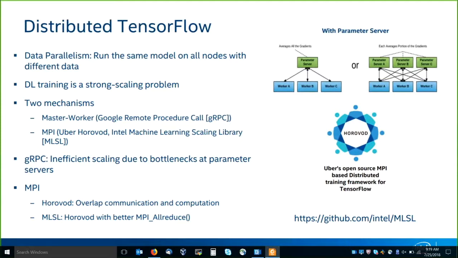Excuse me for just one second. We had a request to clarify baseline. I believe you're talking about the non-MKL one?